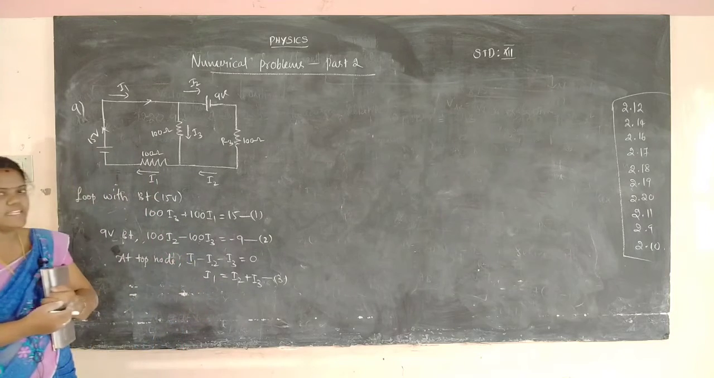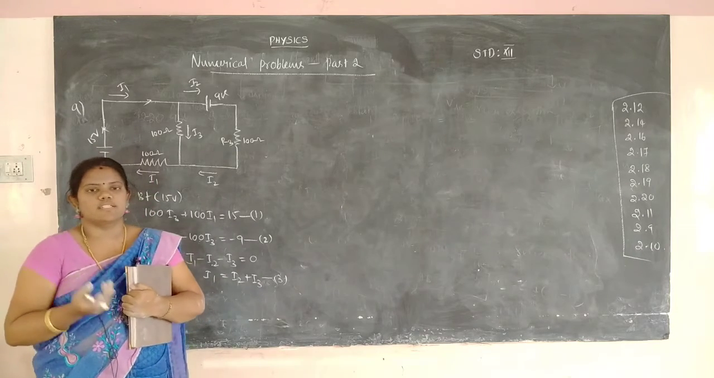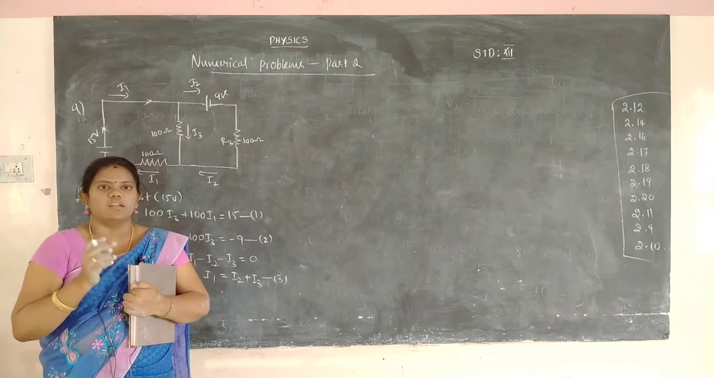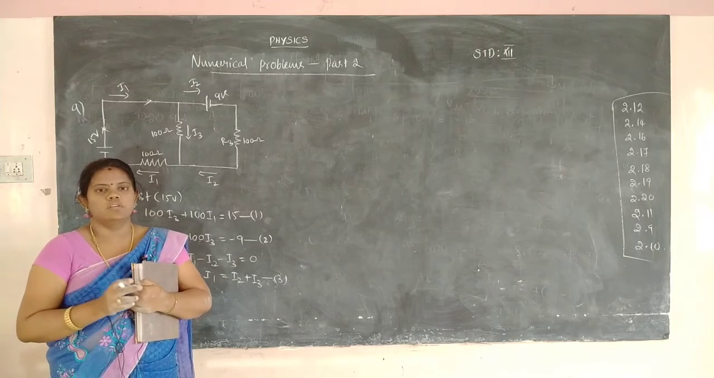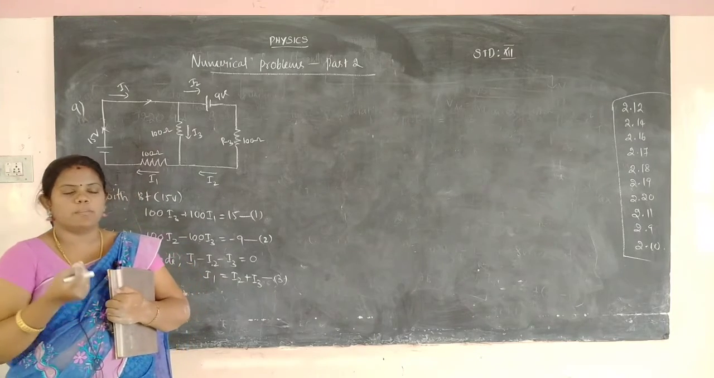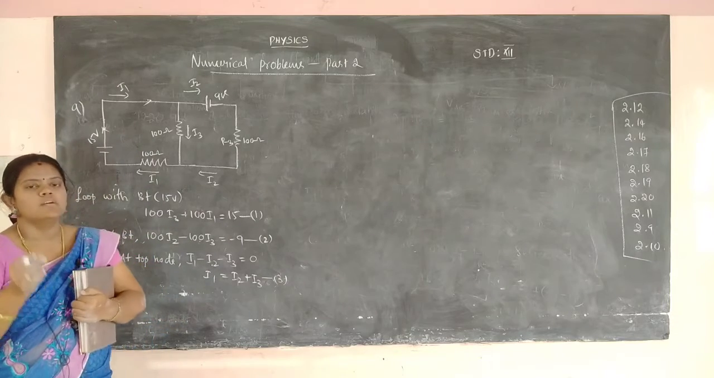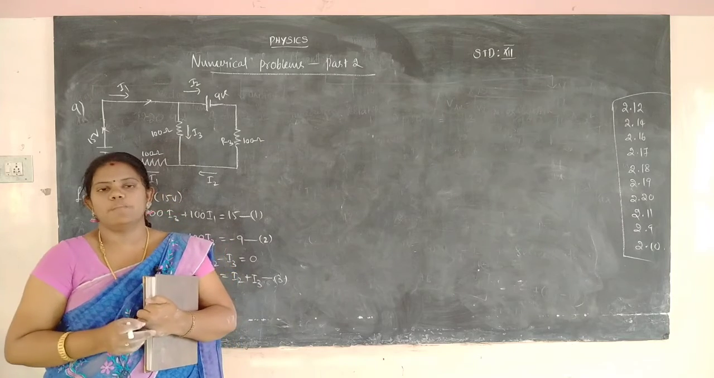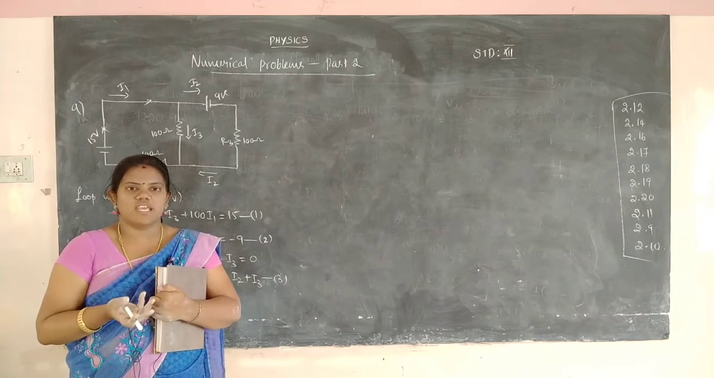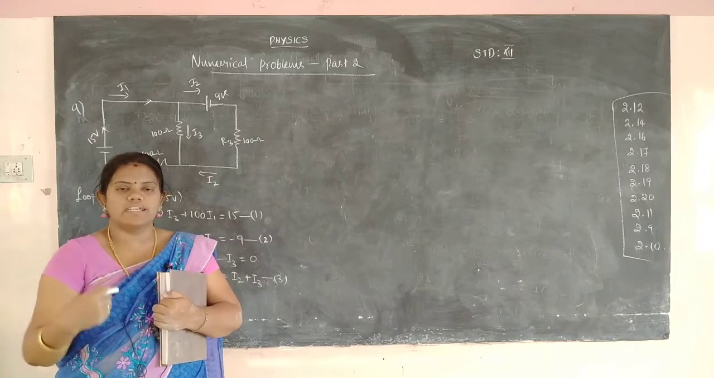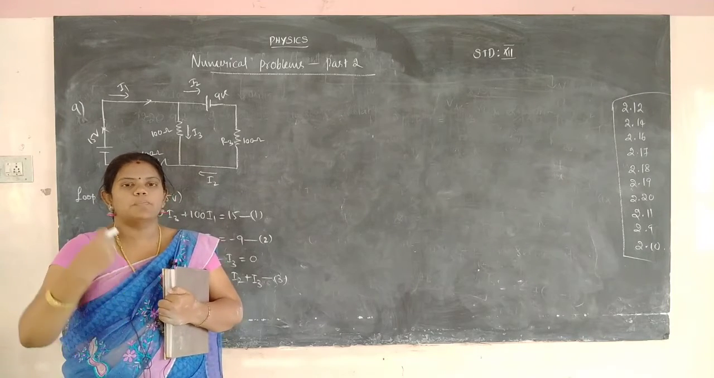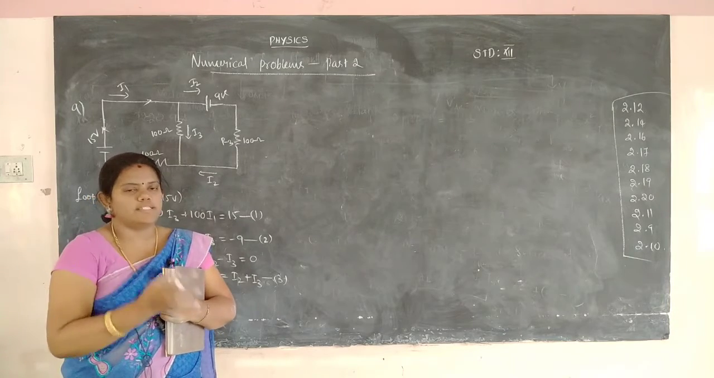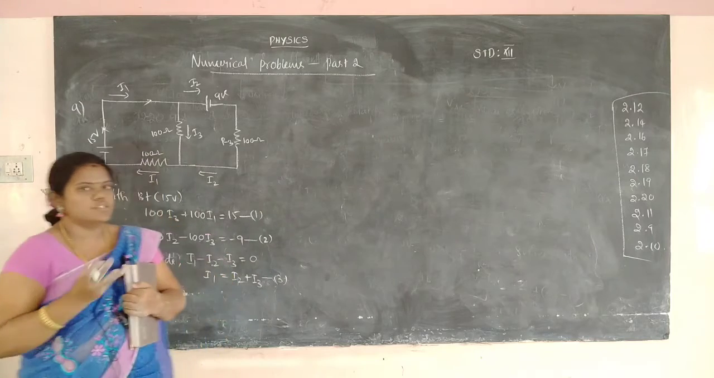First, we apply Kirchhoff's two rules. Kirchhoff's first rule is that the sum of the currents meeting at a junction is equal to 0. Current entering the point is taken as positive, and current leaving the point is taken as negative. Kirchhoff's second rule is that the sum of the product of current and resistance is equal to the EMF of the cell, that is, the voltage of the circuit. These are the two rules.